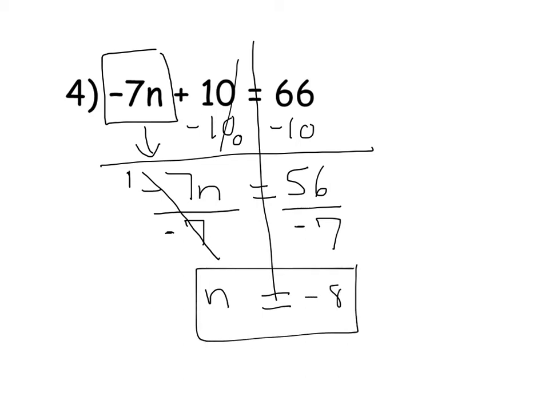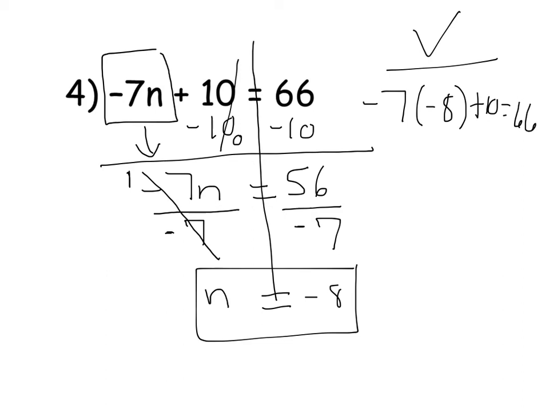Let's check our answer. So we have our check over here, and we're going to put -7 times -8 plus 10. It should equal 66. Get your calculator out. -7 times -8 is +56 plus 10. Calculator says it should be 66. We get 66 on the right side as well. We did the problem right.